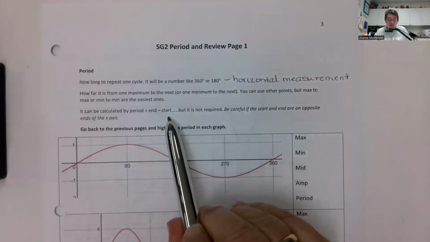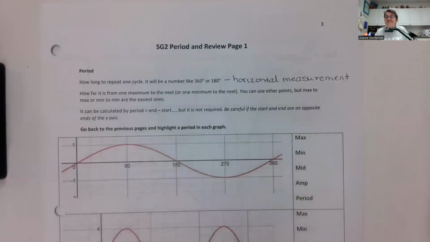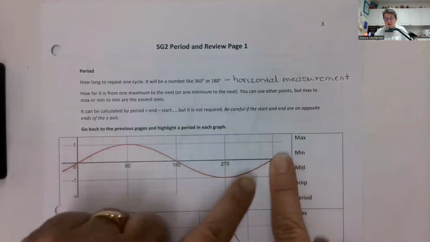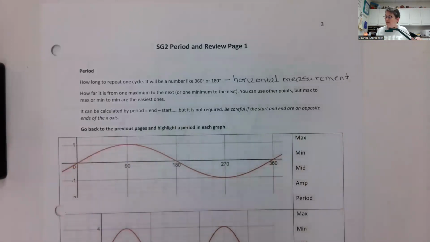Again, there's a formula that you can use. I never use it. The only thing, we'll get into it at the very end, is you need to pay attention if you have a graph that's starting over here and finishing over here, to make sure you add on this little extra bit. Okay, anyway, let's go back to page 1.